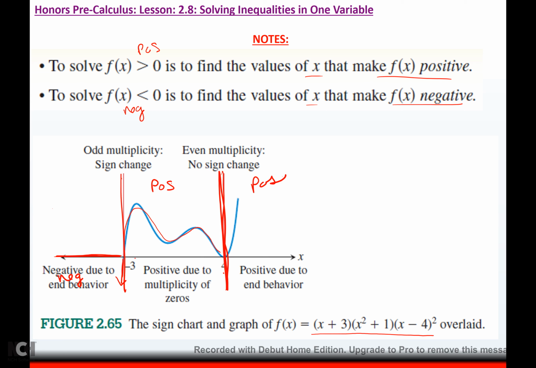Where they are 0 is at -3 and +4. And where it is undefined would be where you would have gaps or if you have vertical asymptotes or anything like that, then the function is undefined there. Okay, so here we go.